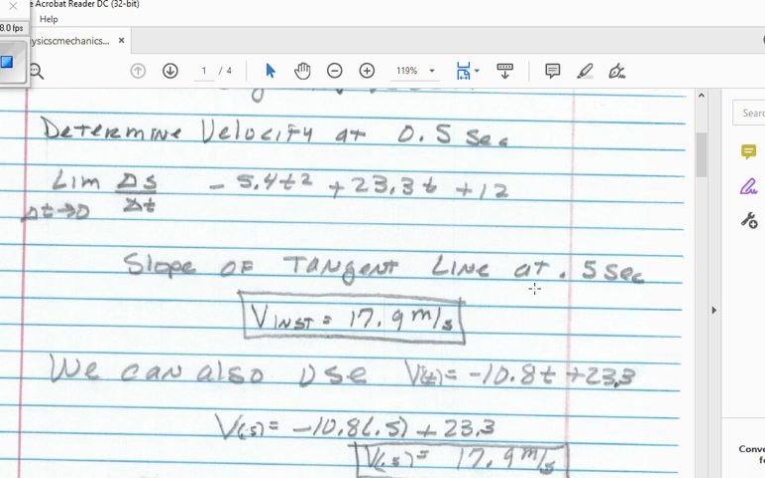Now, what else can we do? Again, we have an equation where we derived for velocity sub time. So this is an equation of all of the slopes of tangent lines of that graph, or in other words, this is an equation to get all of the instantaneous velocities versus time. So what I do is I plug in 0.5 seconds where I see t here, and I just solve it, and I get 17.9 meters per second.